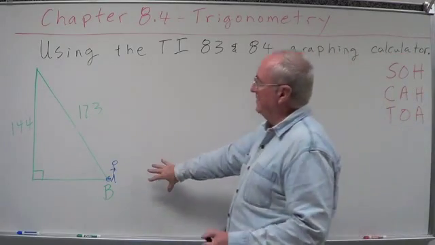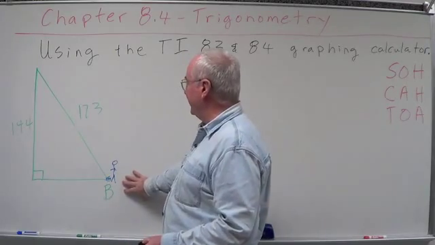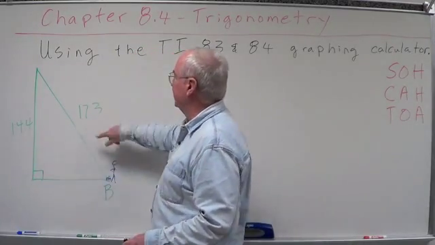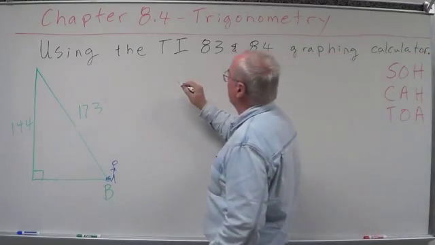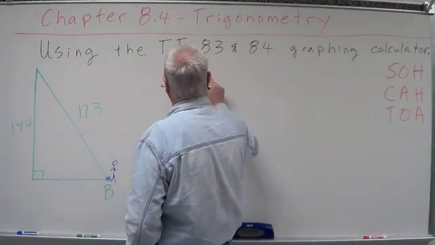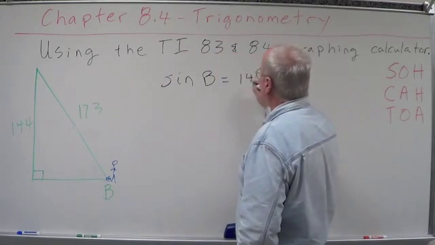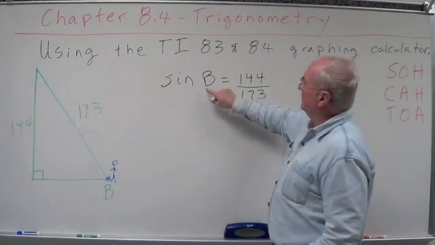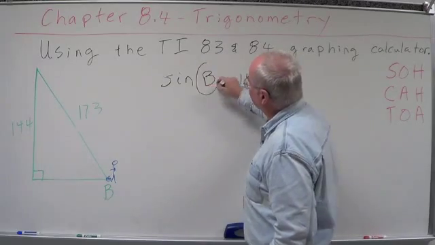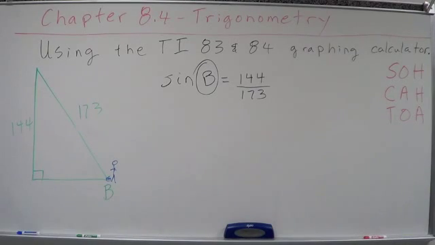And if we're standing at B, where we want to find the angle of B, then we're looking at opposite and hypotenuse. So opposite and hypotenuse is the sine. So what we want to do is find the sine of B. Well, we already know the sine of B. We know it's 144 divided by 173. We already know that. So what we want to do is find this angle right here. Okay? Here's the way that's written.